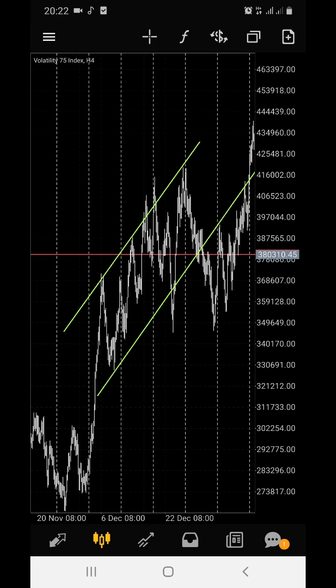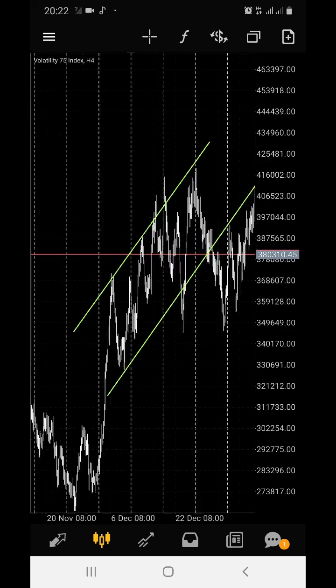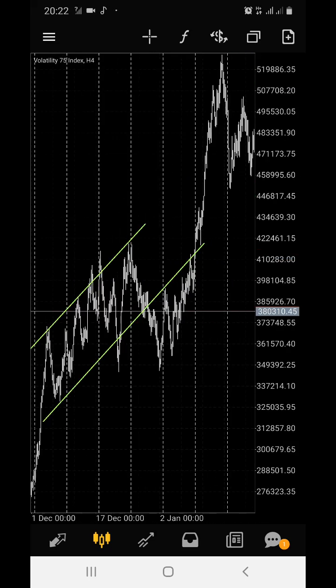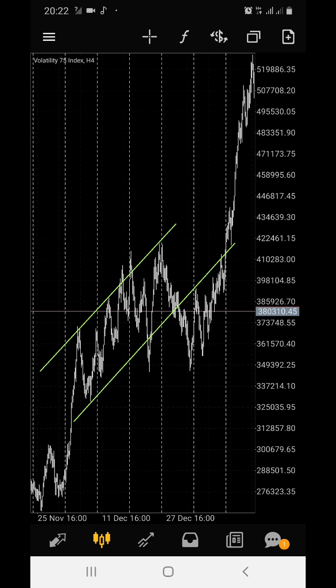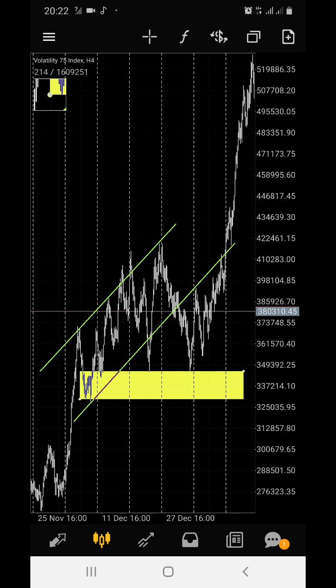Okay, so after having our channel and our support and resistance, we are looking at the areas of value. Areas of value are the areas in which price had multiple bounces. Like, for example, this is a good area of value. I can see price bounced here 3 times.